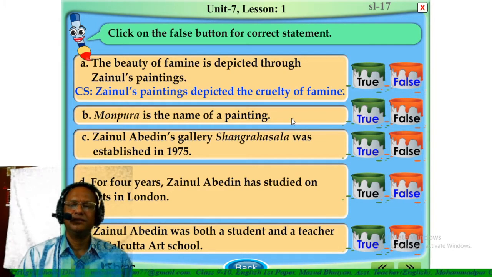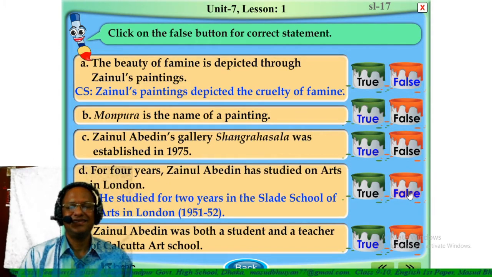Monpura is the name of a painting. And our third statement is Zainul Abedin's gallery Sangrahashala was established in 1975. It's a true sentence. And our fourth sentence, for 4 years, Zainul Abedin has studied on arts in London. It's a false statement. And the right answer is, he studied for 2 years in the Slade School of Arts in London, 1951 to 1952. And the last one, Zainul Abedin was both a student and a teacher of Kolkata Art School. It's a true statement.